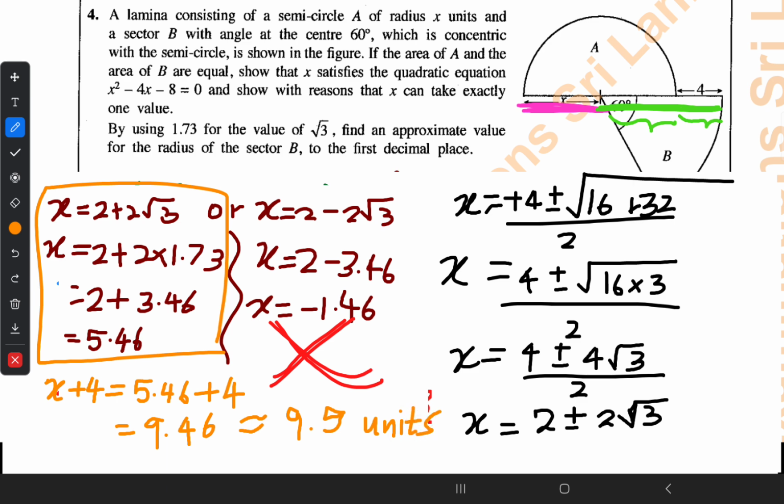Here x units and x plus 4 units, likewise. There is no centimeter term indicated; they only used the term units. So finally, our answer would be 9.5 units.